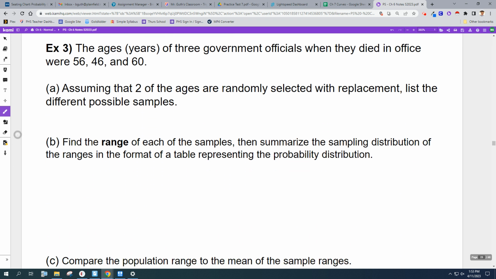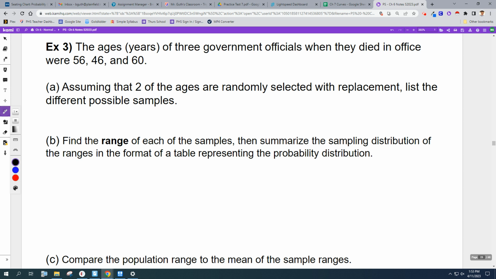Now it's the same question again, but this time they're talking about range. All right, part A says you have to list the numbers out. So, okay, that kind of stinks, but whatever, we got this. It's the same thing. You've got these three numbers, and we want two of the ages, so n equals 2.